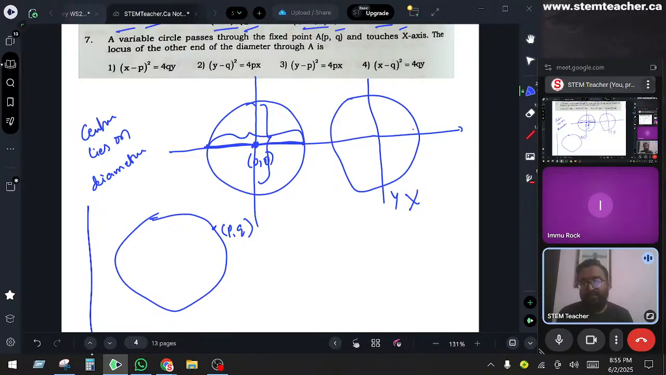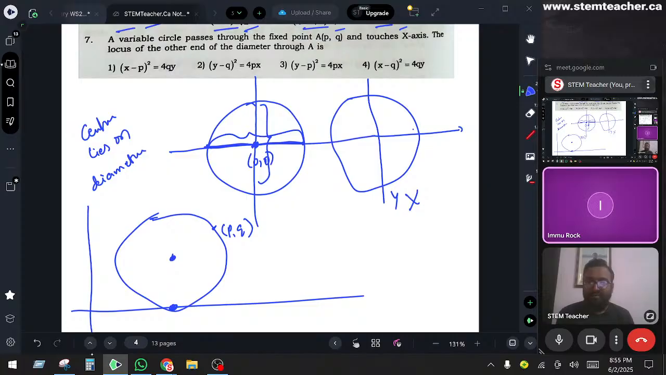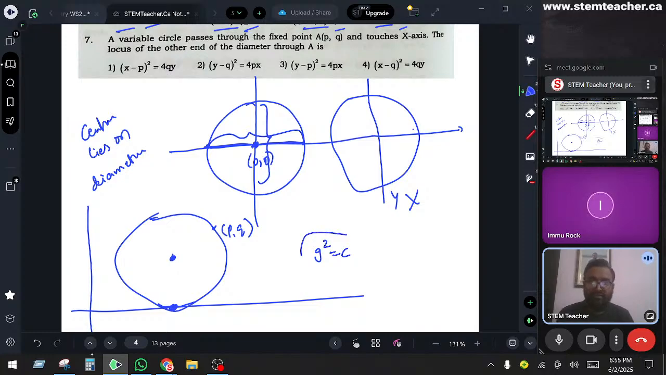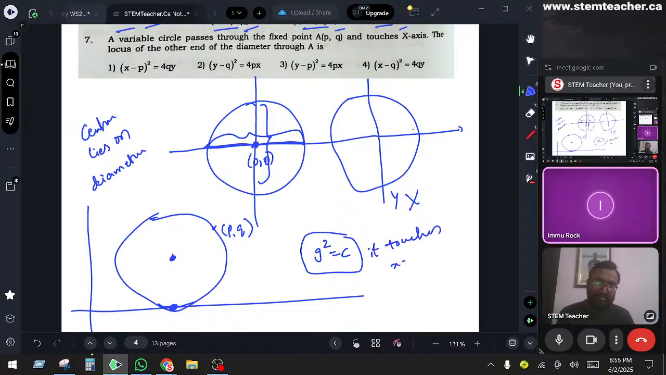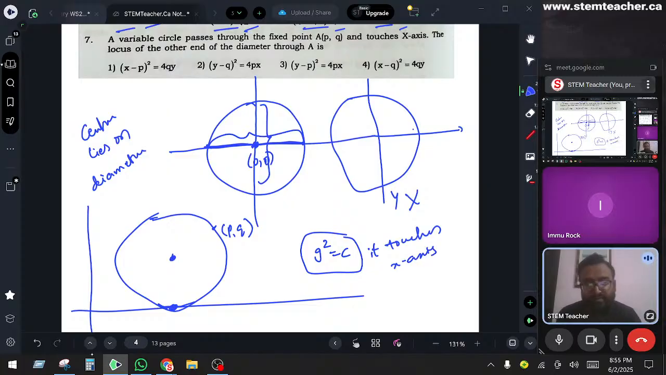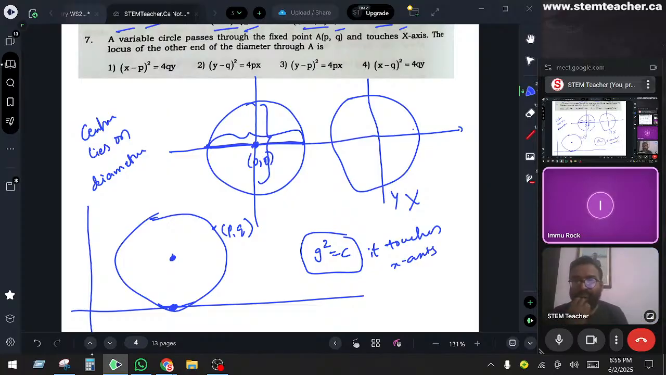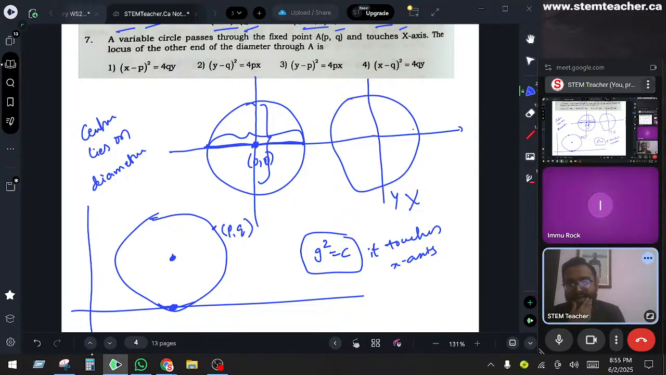And it touches the x-axis, means it will touch here. When it touches the x-axis, then g square is equal to c. If it touches the x-axis, then g square is equal to c, where c is a constant. What is the answer?